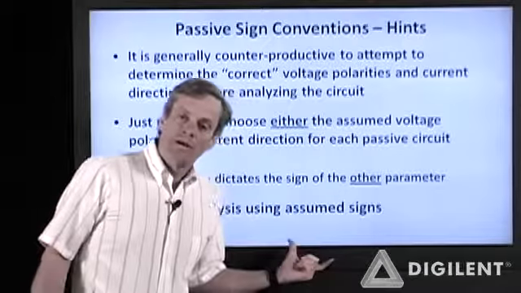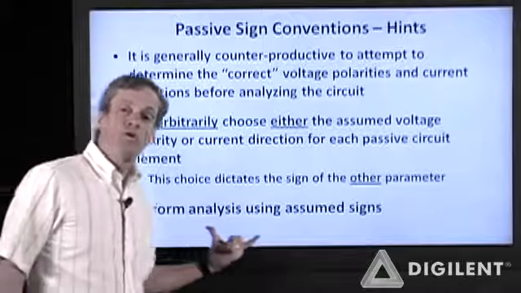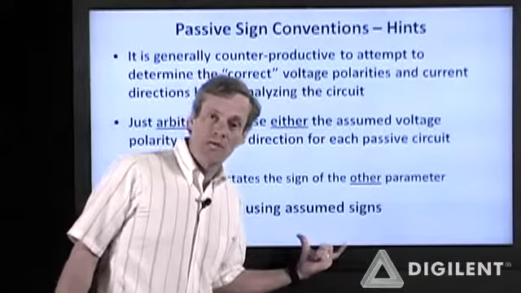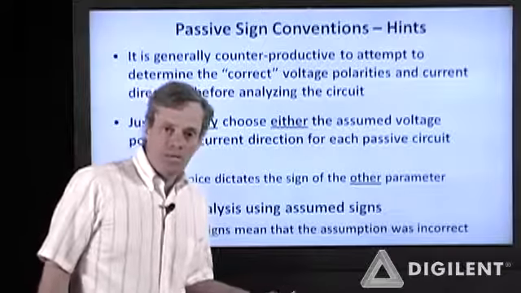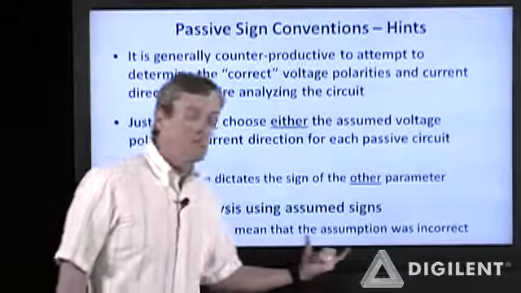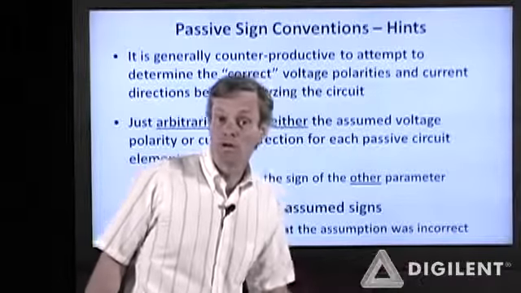Later on, when we talk about doing analysis methods, you will do your analysis using those assumed signs. If you end up with a negative value, it's no big deal. It just means that your original assumption was incorrect.